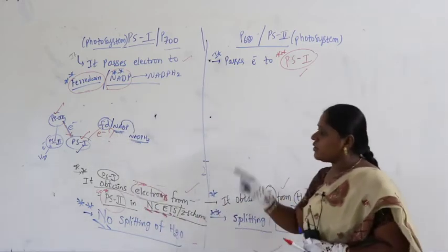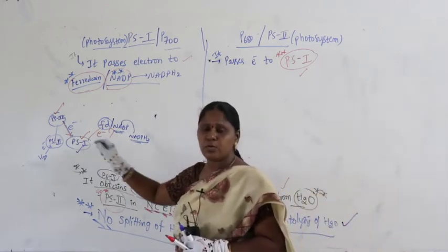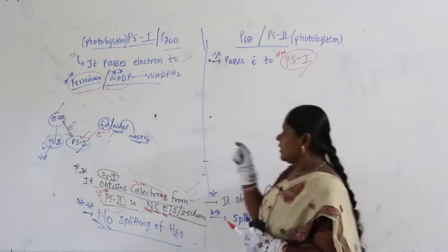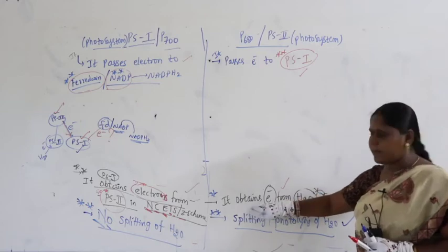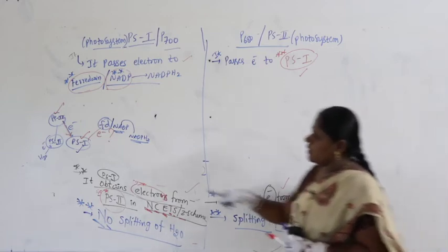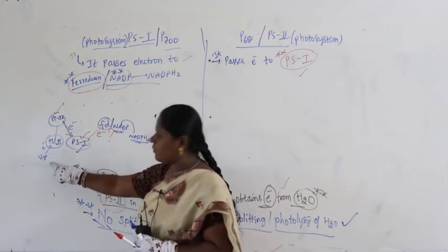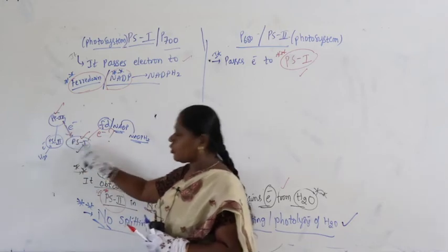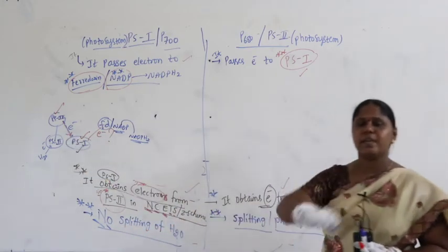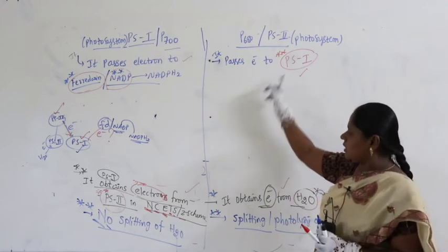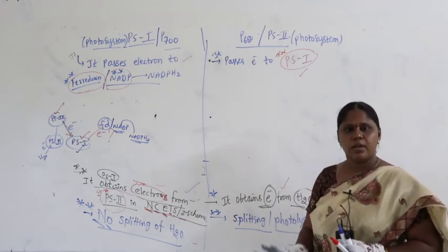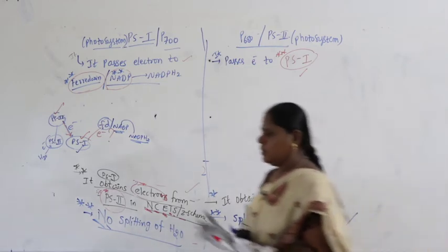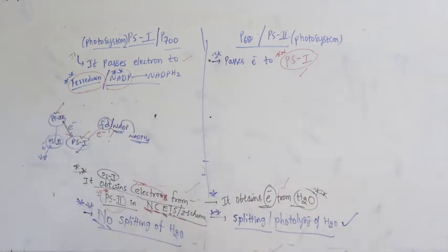Similarly, if the question is about PS1 or PS2, you need to check carefully in the question. If the question is about PS2, then PS2 obtains its electrons from where? PS2 takes the electron from water and gives its electron to PS1. These two questions are very, very important. Right? Now, let us continue further.